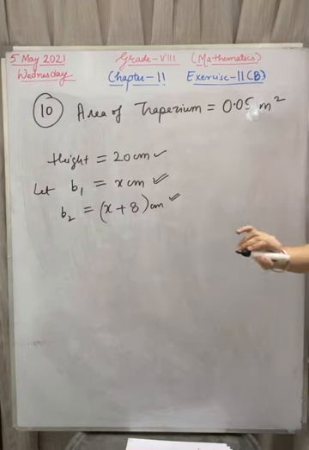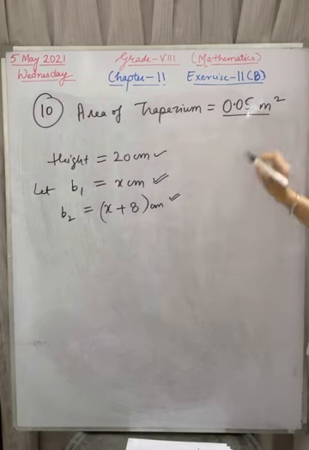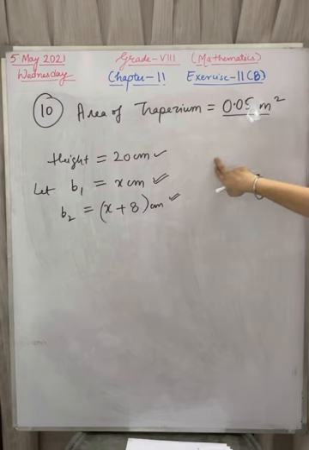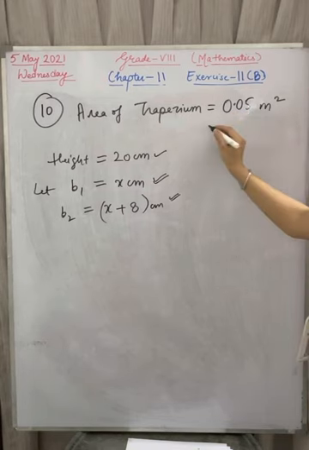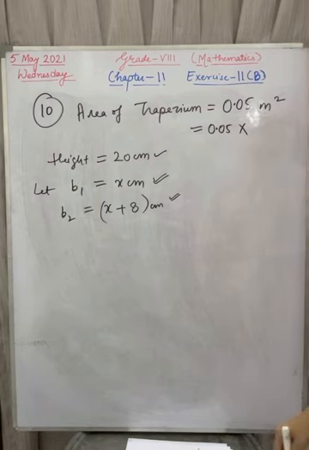After that, you can see that everything is given in centimeter, but area is given in meter square. So convert this meter into centimeter first of all. Okay. So how can we convert? I have to multiply 0.05 with what, if I am going to convert into centimeter?